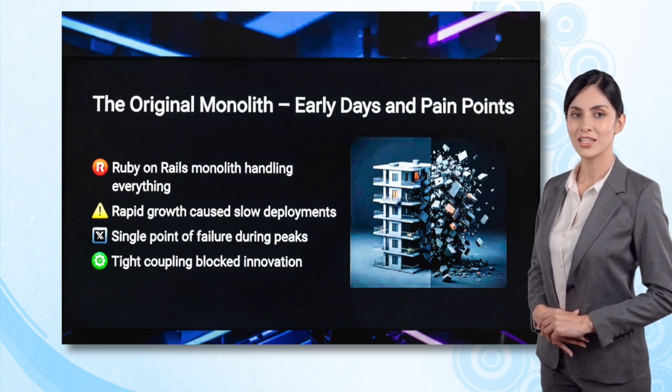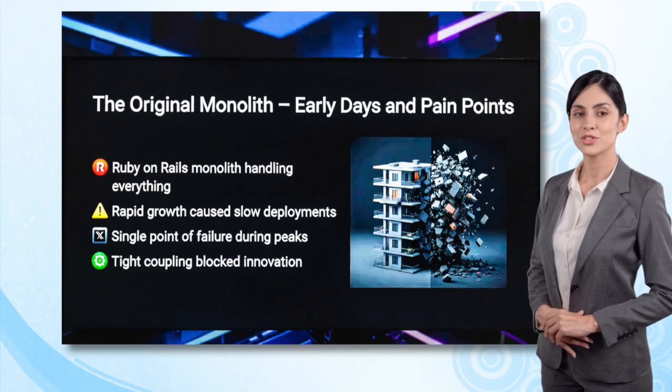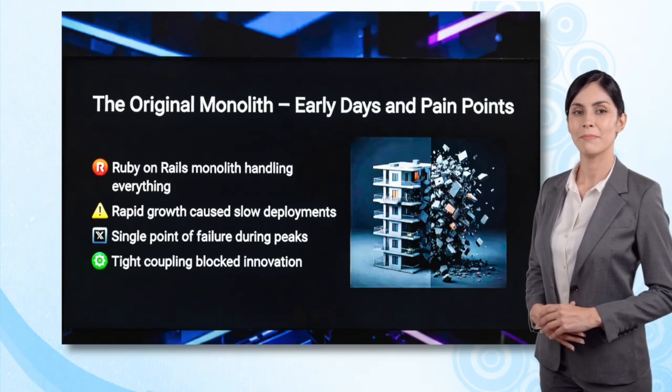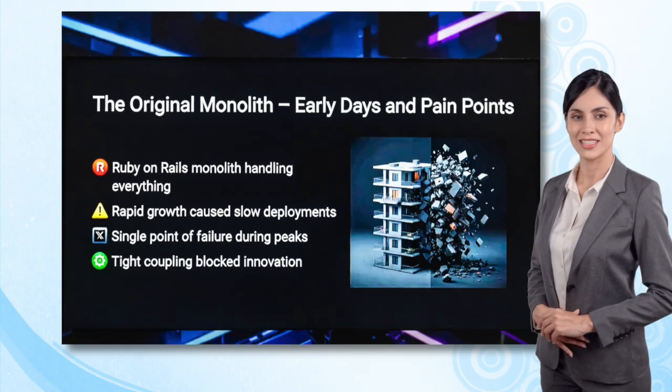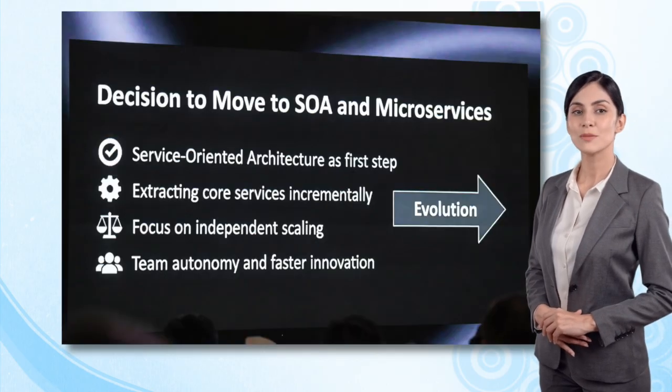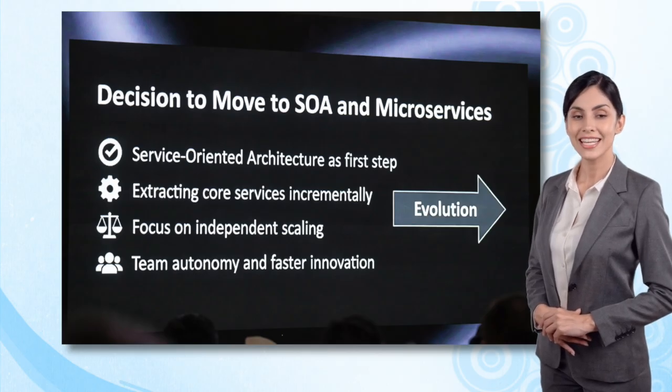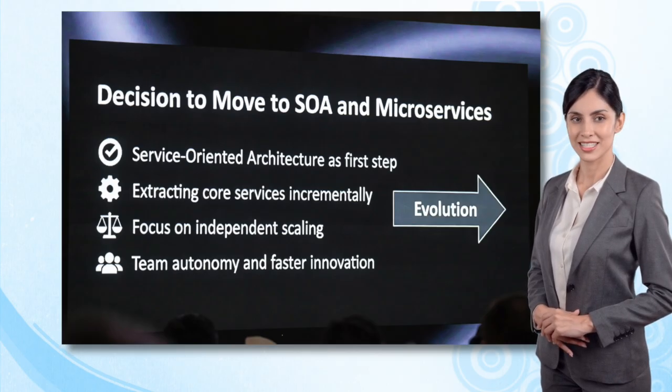Uber realized they needed to break the system apart, but they didn't do it all at once. They used a gradual, service-oriented approach that eventually evolved into full microservices. This migration took years and taught them many hard lessons about distributed systems. Uber didn't jump straight to microservices. They started with a service-oriented architecture approach, extracting key capabilities into separate services.